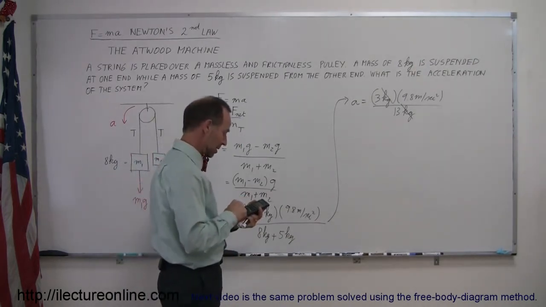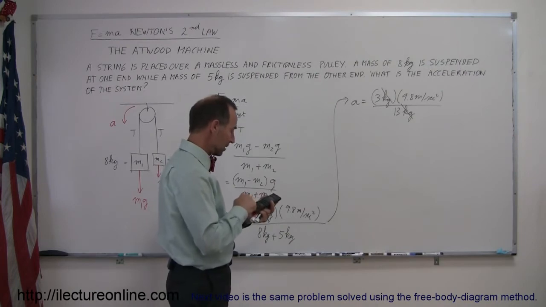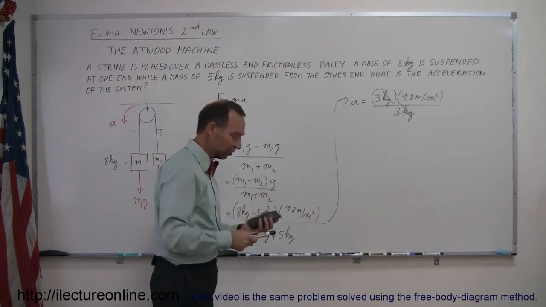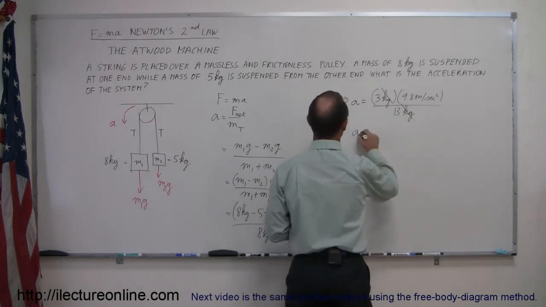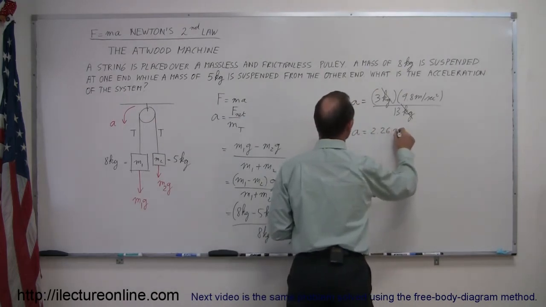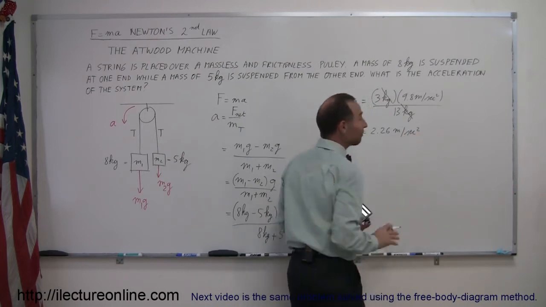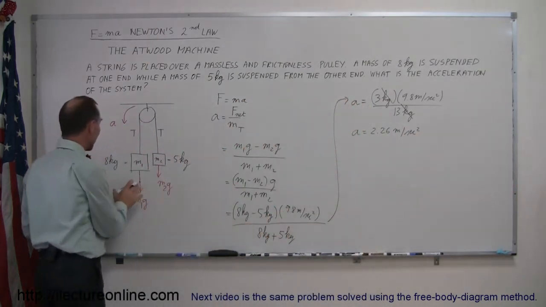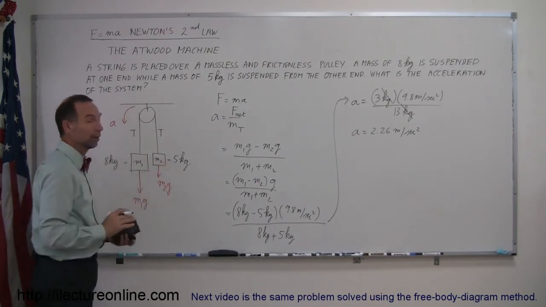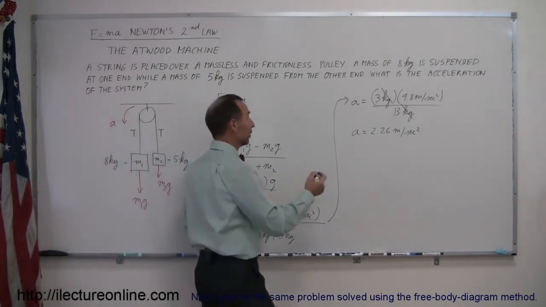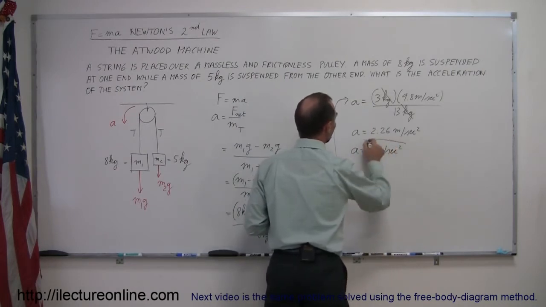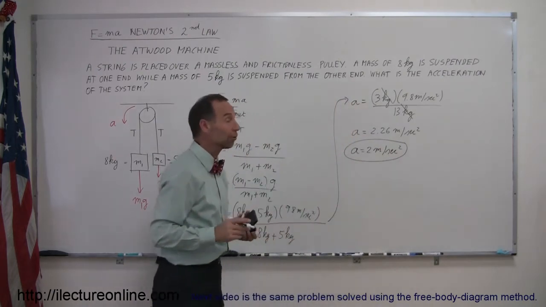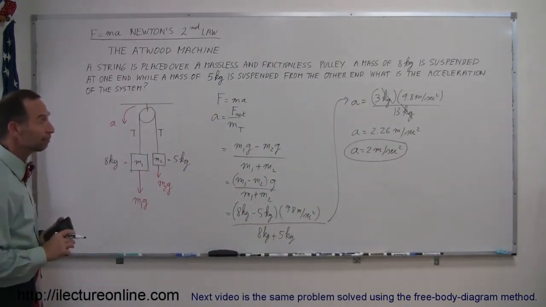So we have 3 times 9.8 divided by 13 equals, and so we get 2.26 meters per second squared. So acceleration is equal to 2.26 meters per second squared. Now, however, notice that you were given the masses to just one significant figure, which means your answer should only have one significant figure. So we really should write this as a is equal to 2 meters per second squared to match the significant figures of our original problem. That's how you find that.